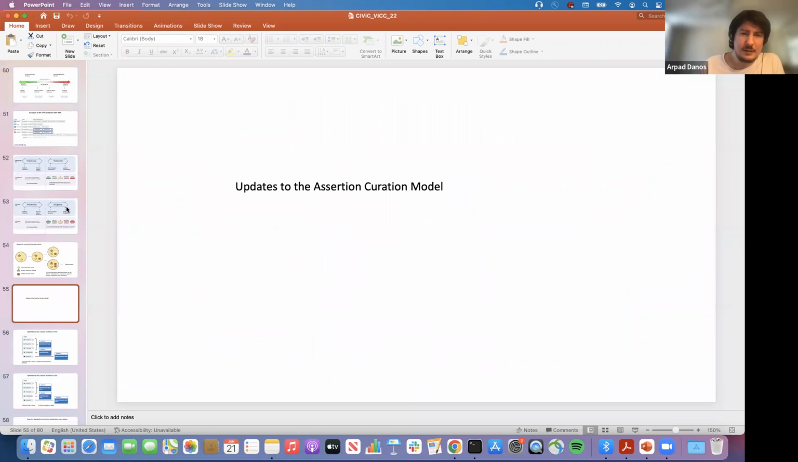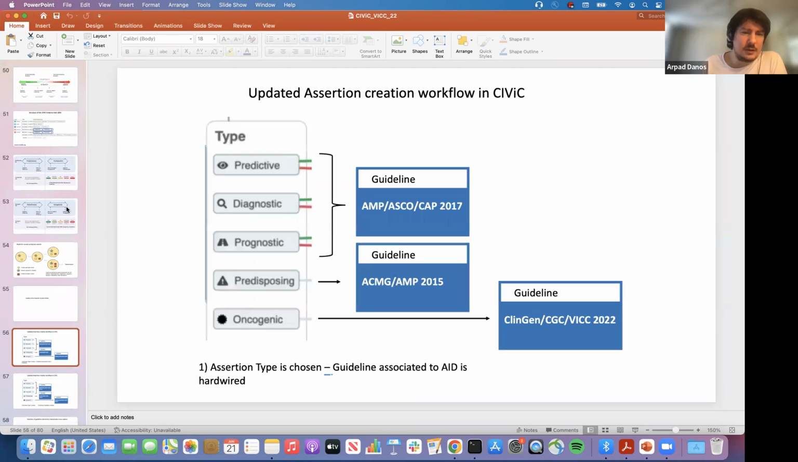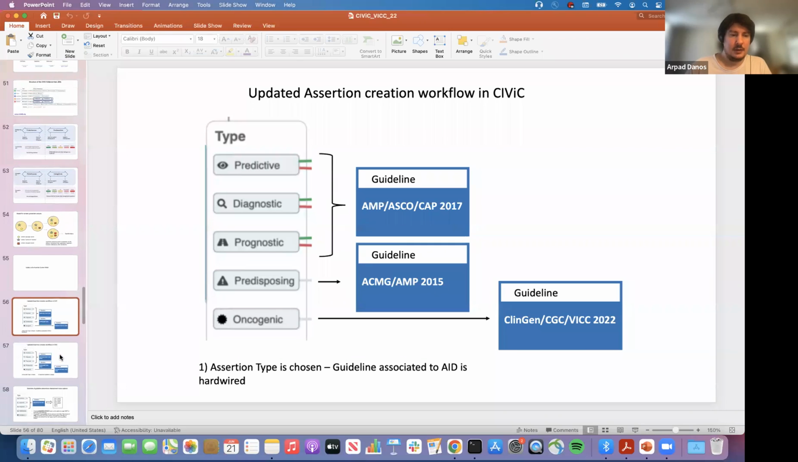And then, in our assertion curation data models, note how these somatic clinically actionable types fit very well with the AMP/ASCO/CAP 2017 guidelines, predisposing with the ACMG/AMP guidelines from 2015, and the oncogenic now from the 2022 ClinGen CGC-VICC. So when we choose an assertion, what happens behind the scenes is that an assertion type is chosen, and the guideline associated with the assertion type is hardwired.